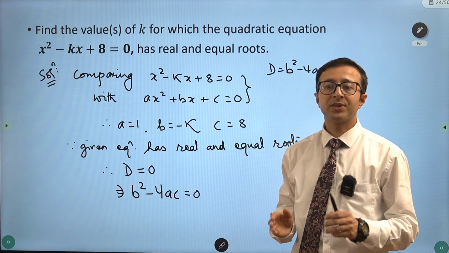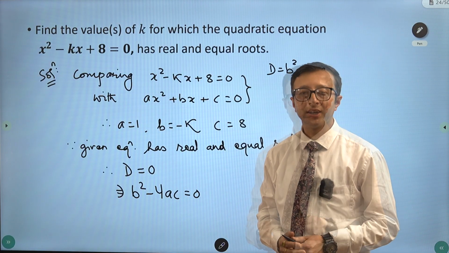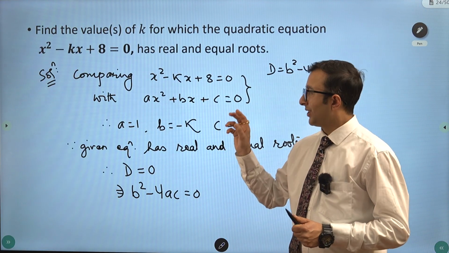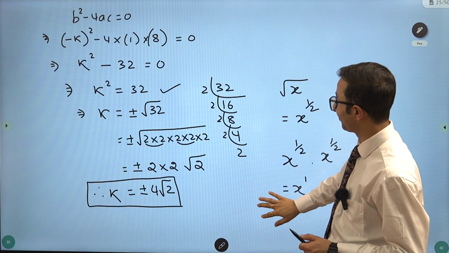Such type of problems we can see in every year in the board examination CBSE. So practice these type of problems this time also in 2026.